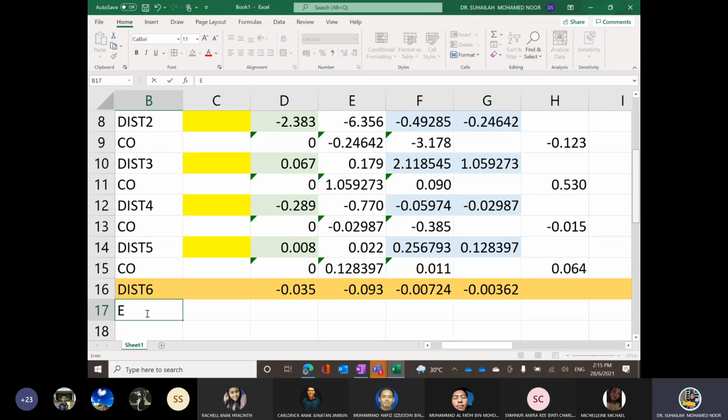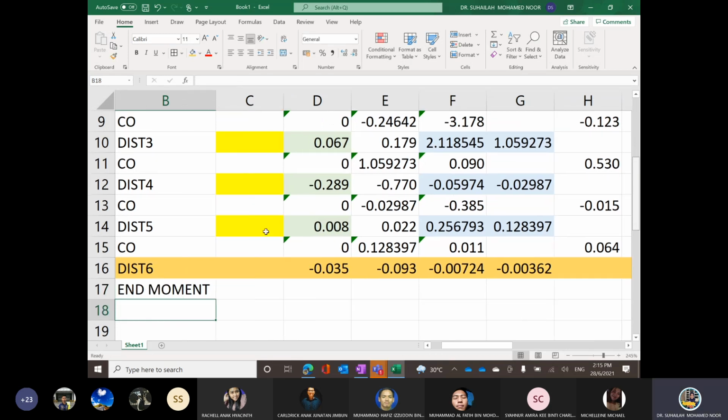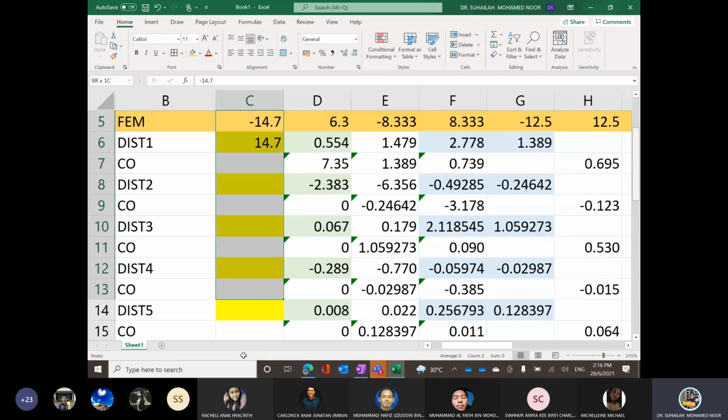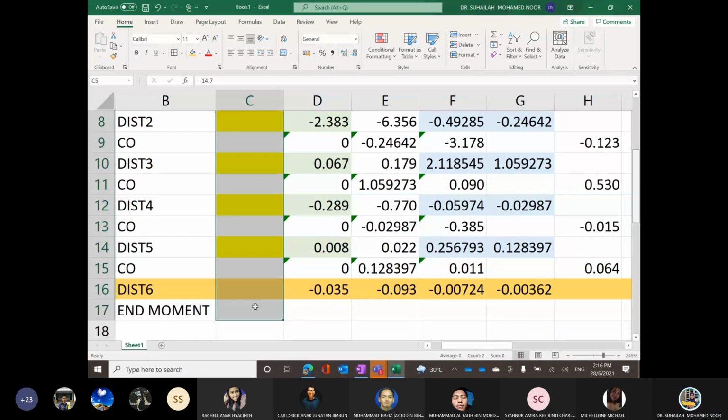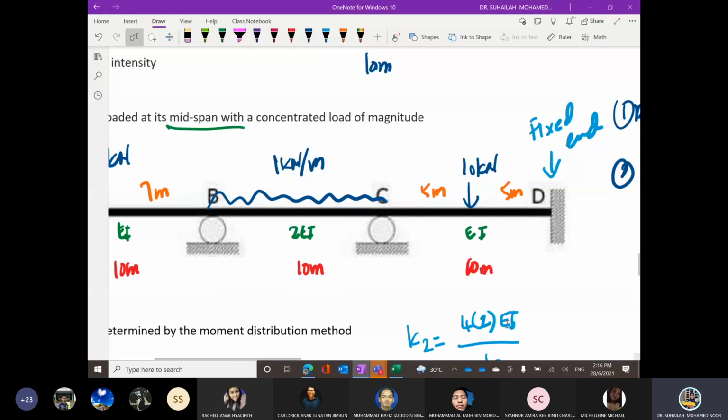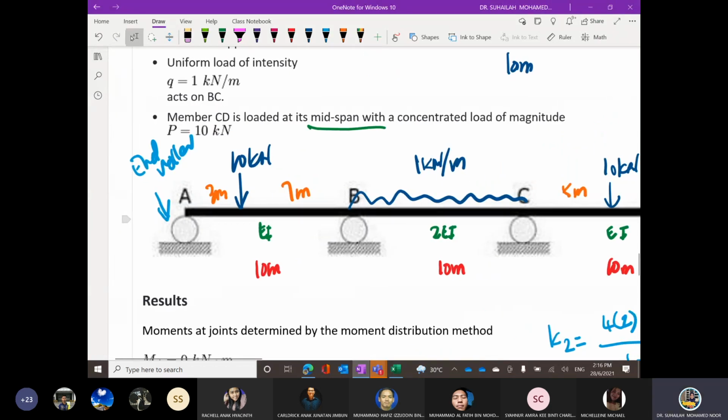So this is the end moment. Okay, so the total moment at A, MAB or MA total, is 0. So is it equivalent to the real condition where the end is roller? Yes.